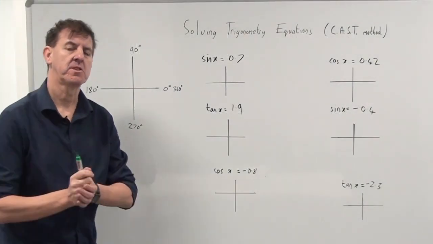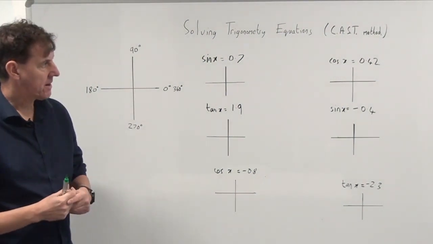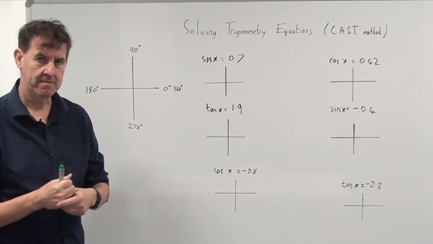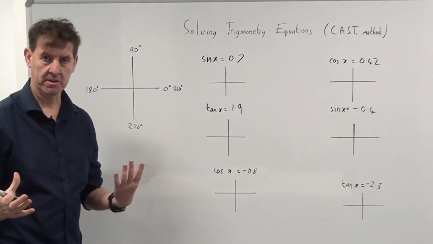So what we've been doing is solving trig equations using the graphs. Now there is another way of doing it, another method, and it's called the CAST method. It's a very, very clever method. It involves you not having to draw the graphs.